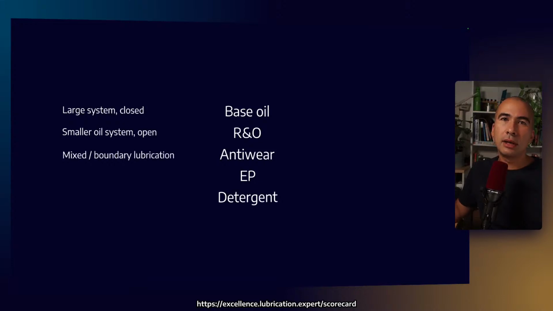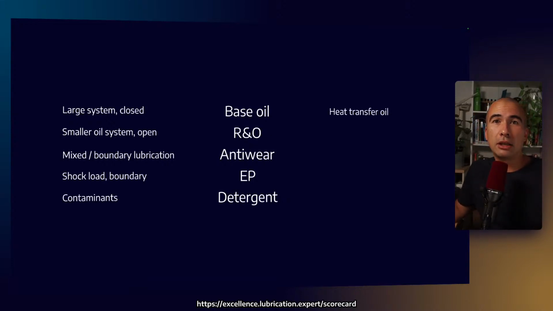Open systems, we put rust and oxidation inhibitors. If we see mixed or boundary lubrication, we put anti-wear. If it's higher shock loads, we put EP. If we have contaminants, there's detergents. So typical heat transfer oil, usually there's a bit of oxidation inhibitor in those anyway.